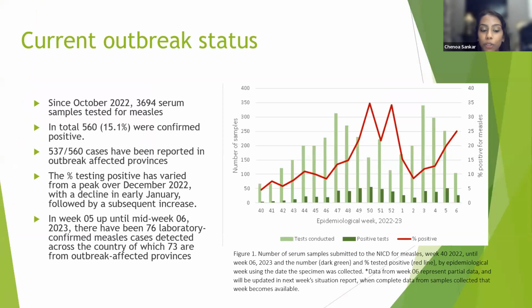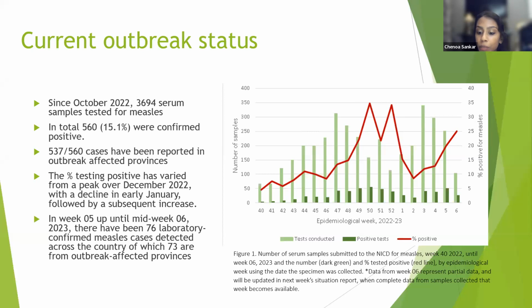Since October 2022, approximately 3,694 serum samples were tested for measles at the Center for Vaccines and Immunology. And of those serum samples, 560, so 15%, were confirmed positive. And of the 560, 537 of those cases were reported in the outbreak affected provinces. So the percentage testing positive has varied, and there was a peak over the December period in 2022, and a bit of a decline in early January, followed by a subsequent increase, as shown in the graph on the right.